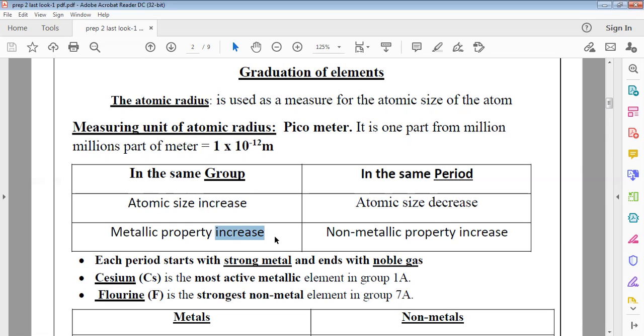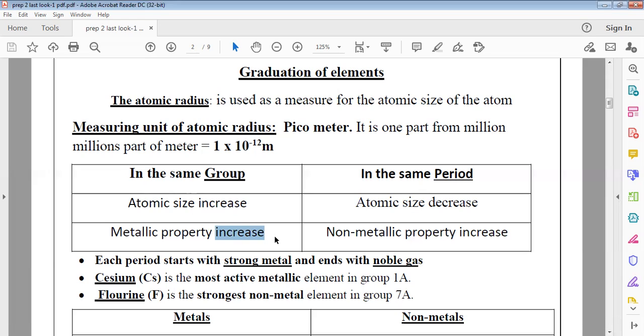What else? Scientists later found that the elements in the same group have the same properties. Why? Because they have the same number of electrons in the energy sublevels. Now let's move on to the period.